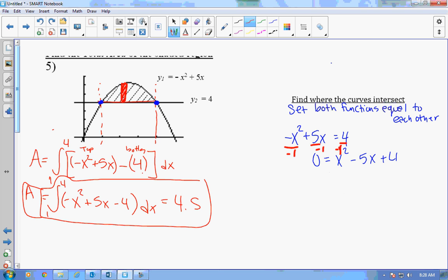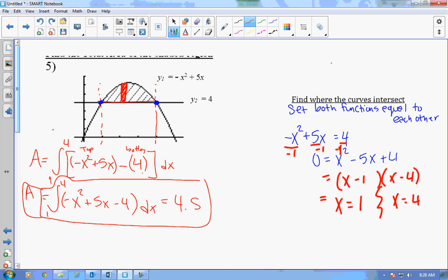This should factor nicely. What two numbers multiply to 4 and add to negative 5? Negative 1 and negative 4. So using the zero property, instead of the x-intercepts on the x-axis, we get the x-intercepts of the two functions at x equals 1 and x equals 4, which are the bounds we used. Okay? So, same thing on the next one.